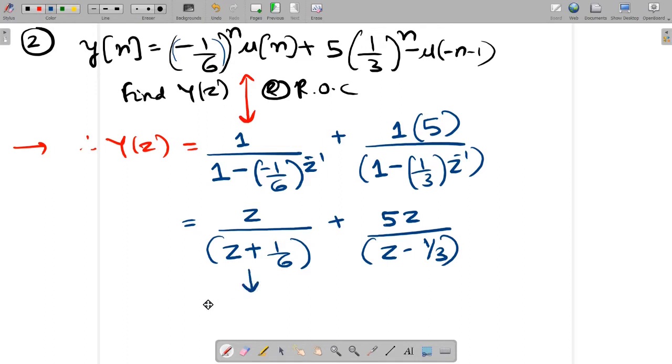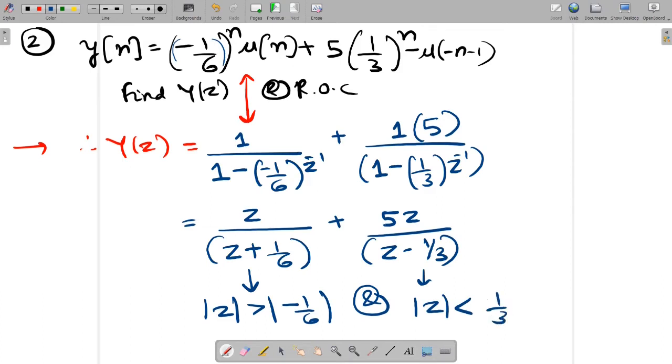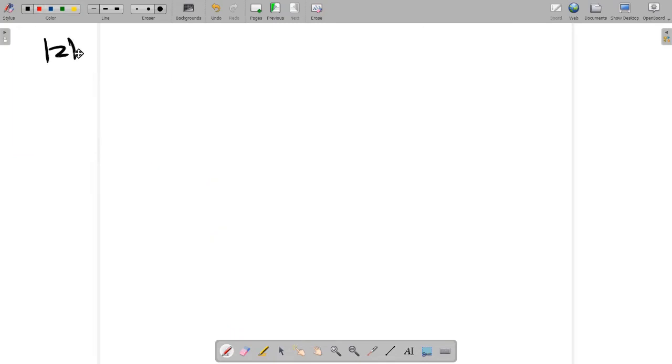The ROC over here is mod z is more than mod a. What is mod a? 1 by 6. And what is the ROC over here? Mod z is less than 1 by 3. Why do we have a less than over here? It is because of this u of minus n minus 1. Why do we have a more than? It is because of this u of n. Mod z is more than 1 by 6 and mod z is less than 1 by 3. Okay, let me draw the z plane, please.